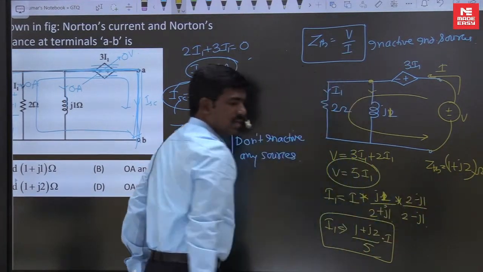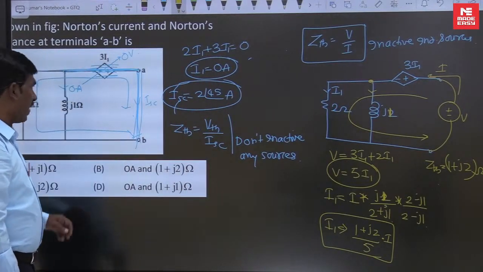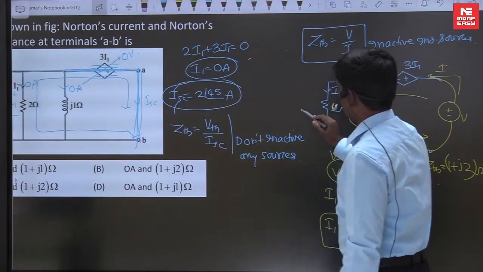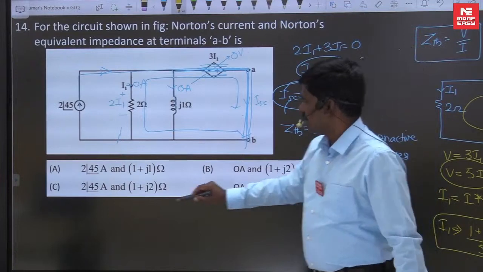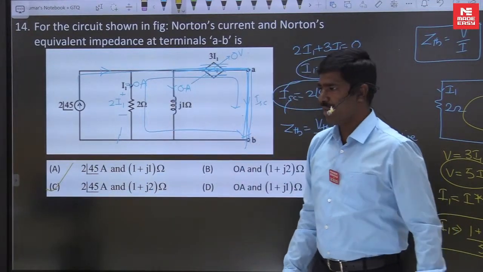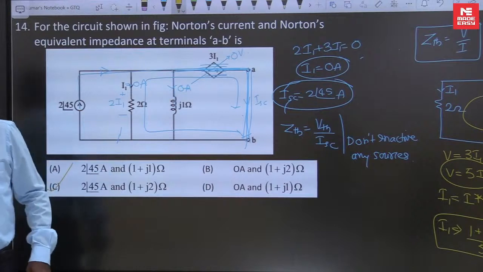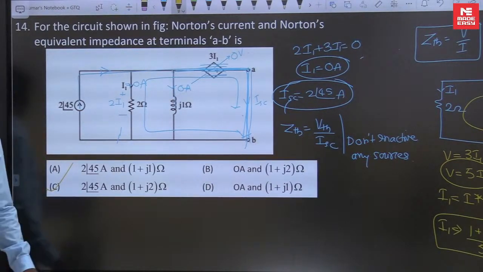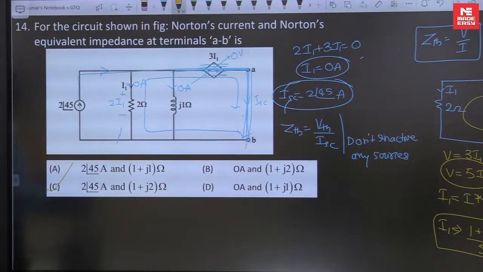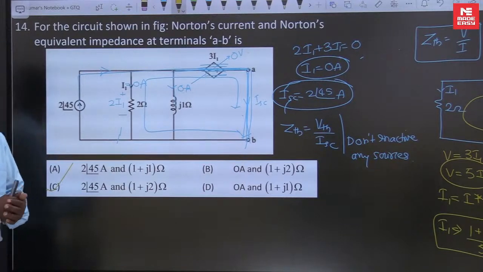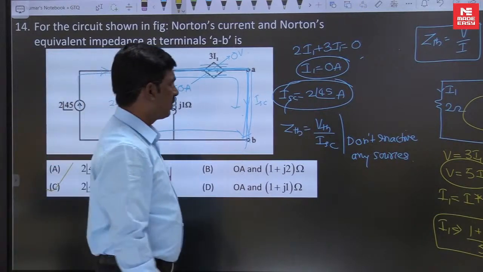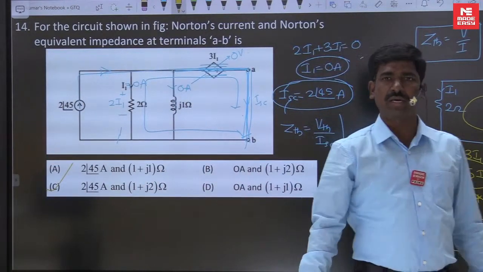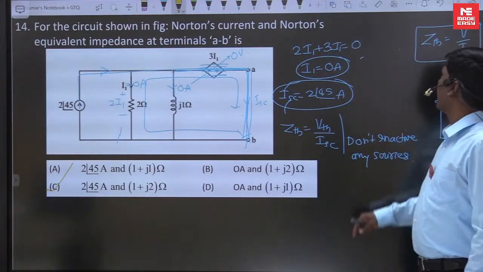So what is the option? 2 angle 45 and 1 plus J2. The option is C. Correct? C is the correct option. How many have given us the correct answer? C, oh, Abai Prajapati, Utkar Sinha. Very good, very good. Subham, Kaushal, Paramesh, Banni. Very good. Ankit Kumar. Okay, C is the option. Clear now? The concept is just using KCL, KVL and the current division rule.